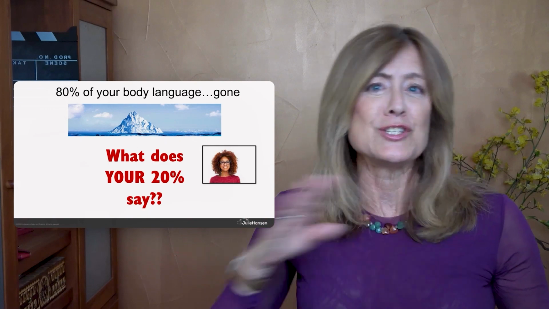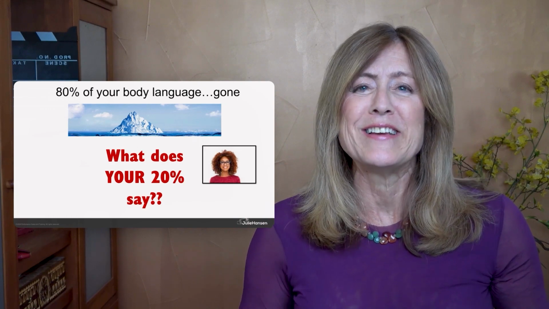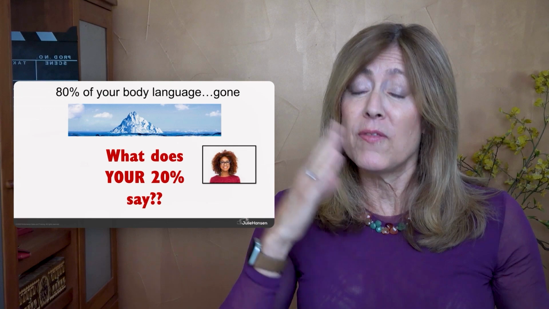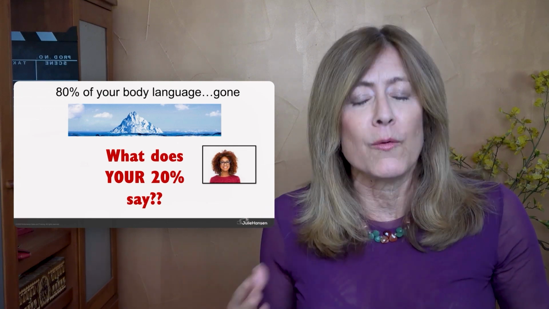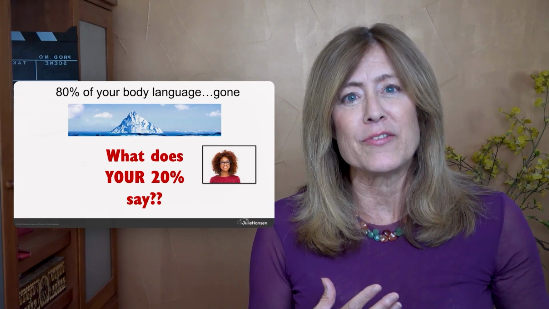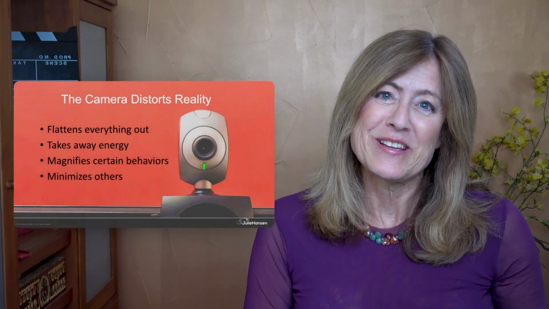And this is very much what happens when we're on camera. 80% of our body language is gone, right? And so everything happens with this 15 to 20% right here. And that often doesn't express the same thing as the whole package when you're in person. And so we have to compensate for that. And we have to know what that 20% is saying. And most people don't have an answer to that.